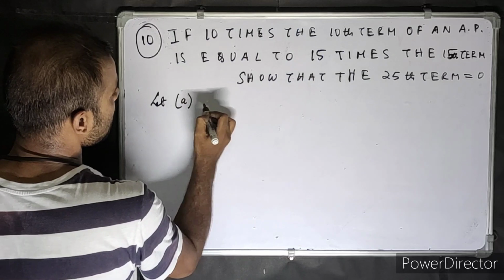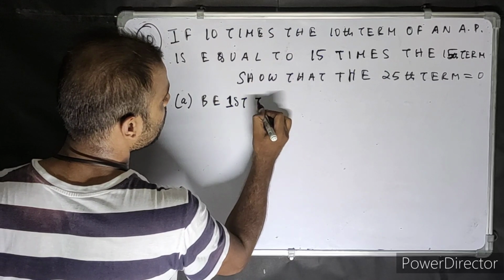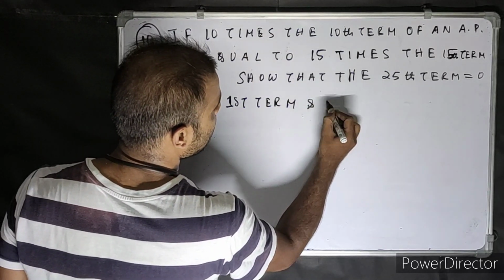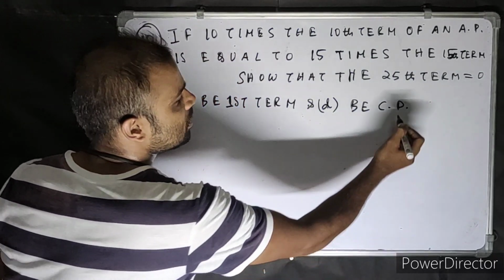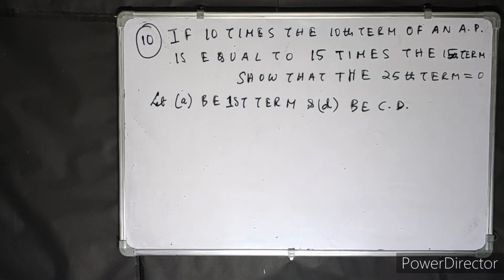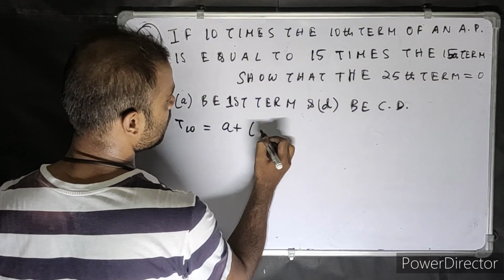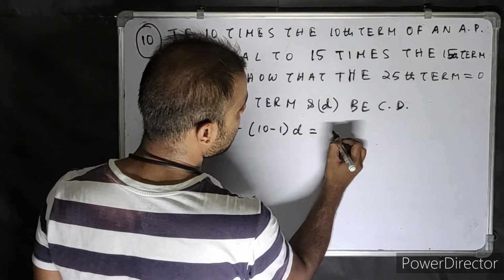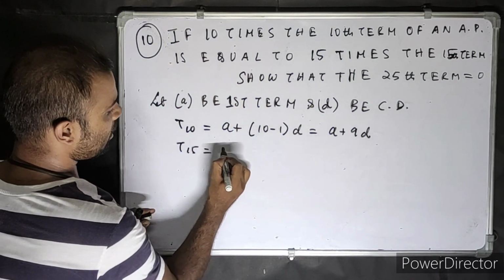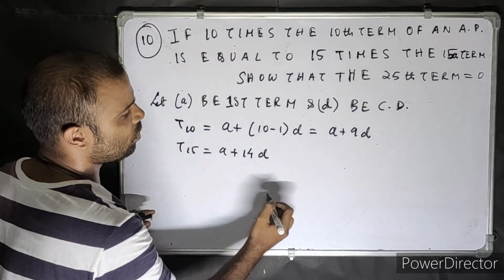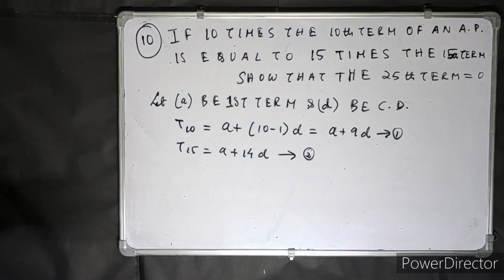Let A be the first term and D be the common difference, CD. Okay, let's start. T of 10 is equal to A plus 10 minus 1 D, that is A plus 9D. T of 15 is A plus 14D. Those of you who want to write quickly, write like that. Equation number 1, equation number 2.